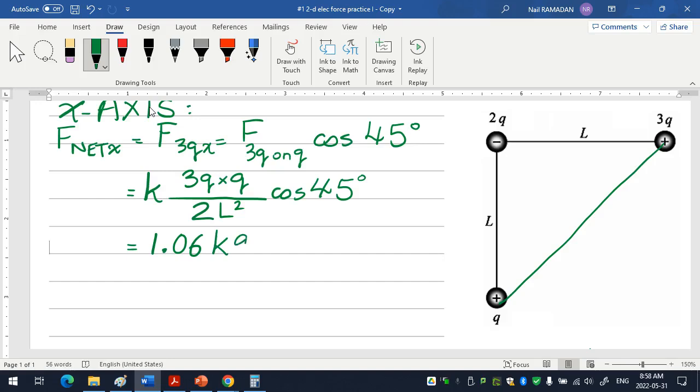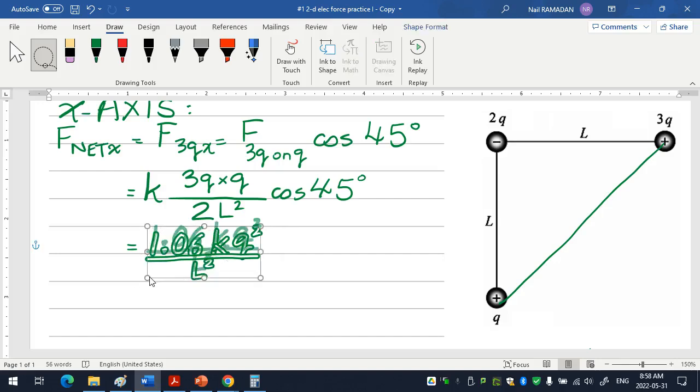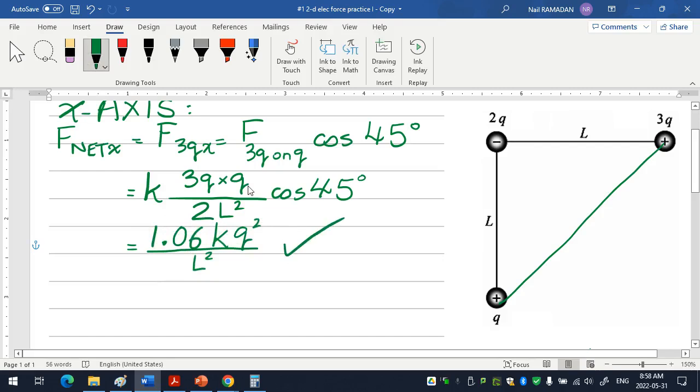q squared over what? Over L squared. So I multiplied 3 by cosine divided by 2, giving me this number. And then I keep the k, the q squared, the L squared. That's all. What's my next step? Y-axis.